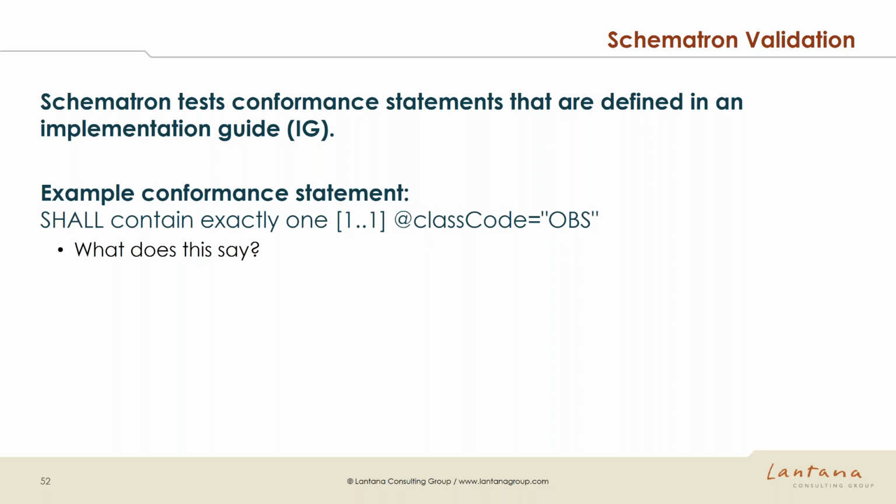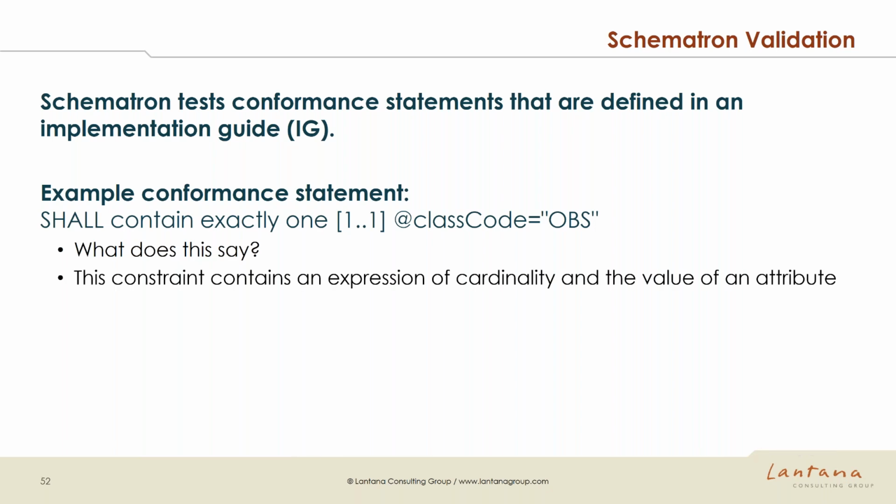So let's advance the animation on this slide. So this constraint expresses the cardinality, again, that 1..1, it's saying that's required and only one can be present, and the value of an attribute. Next step.